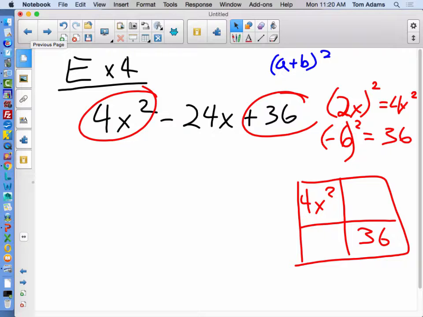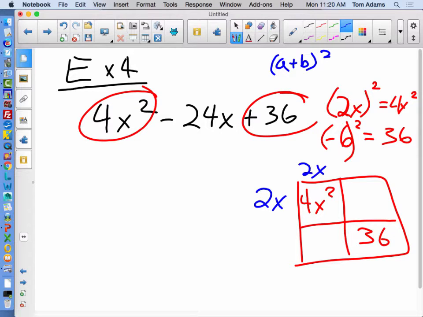Now, I said that the first term, the leading term, will be rigged up so it'll be easy. I'm going to guess 2x times 2x. And then the only other issue is I have to get 36. It could be 4 and 9, it could be all that stuff, but it has to be negative. So in order for me to get a positive 36 and have negative values in here, both of these terms have to be negative.